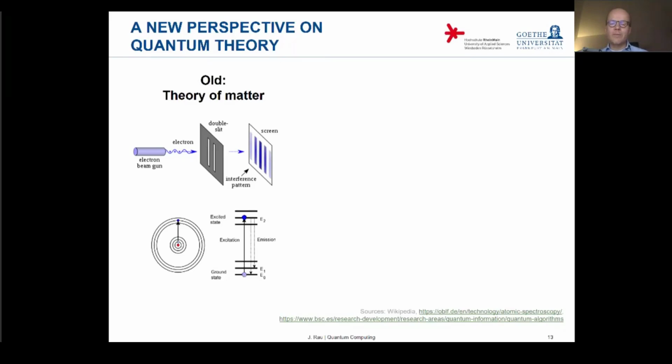Or you learn about the properties of atoms, that you have discrete energy levels, discrete emission frequencies when you do spectroscopy. So you learn about quantum theory. You view quantum theory as a theory of matter, of microscopic matter.